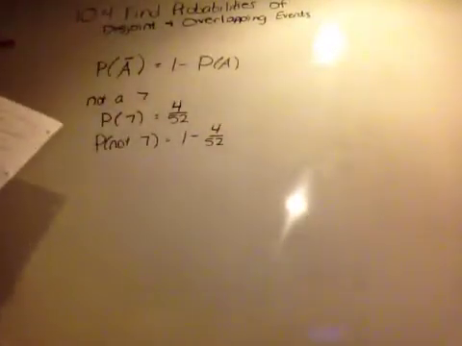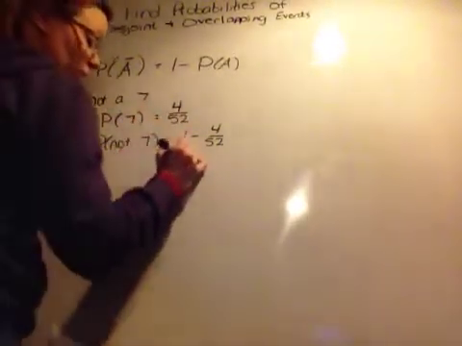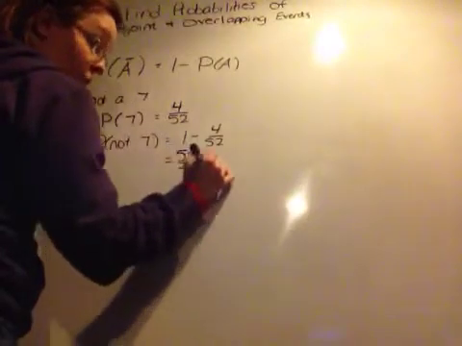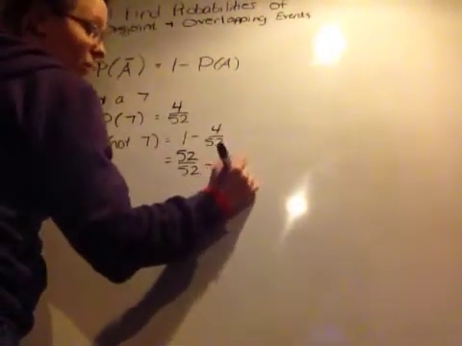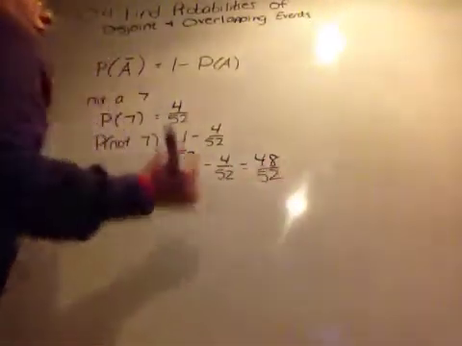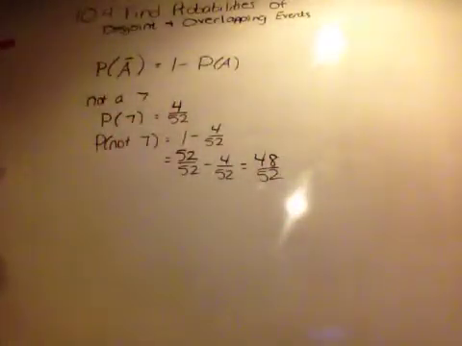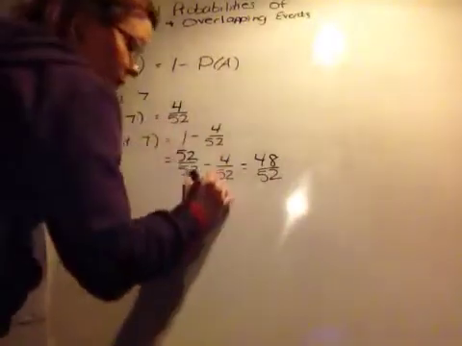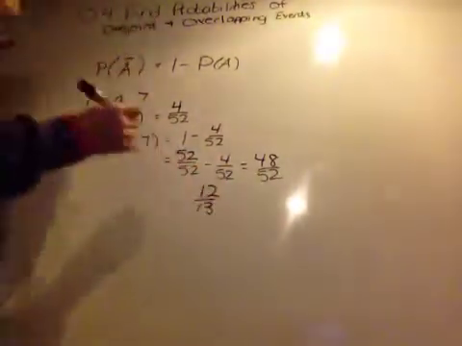So 1 minus 4 over 52, which is equal to 52 over 52, getting common denominators, minus 4 over 52, which is equal to 48 over 52. And then we can go ahead and reduce that to 12 over 13. You can also get a decimal.